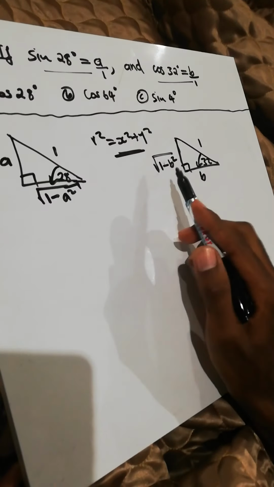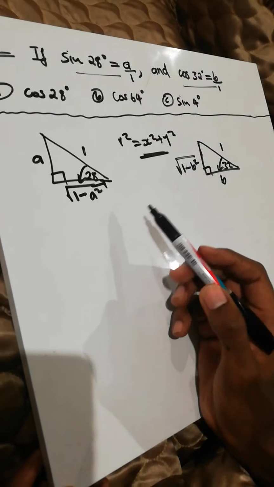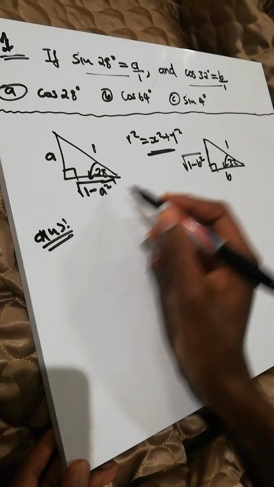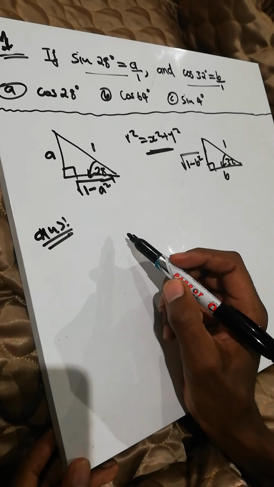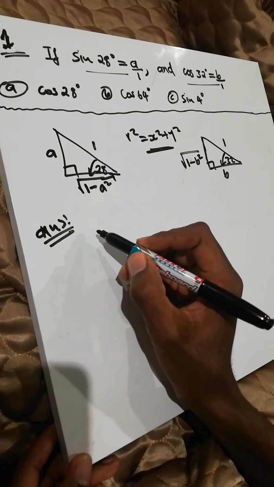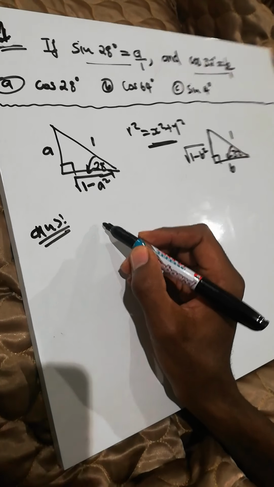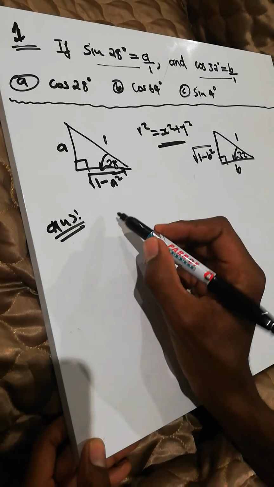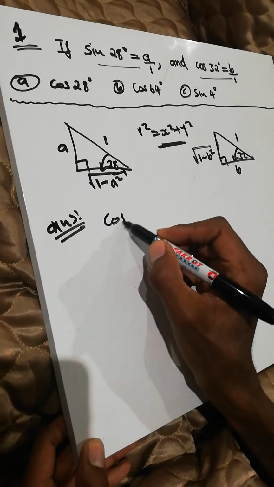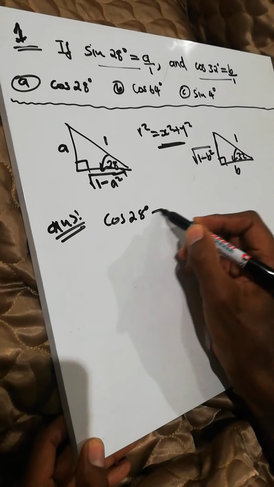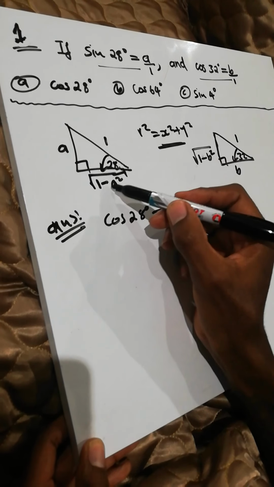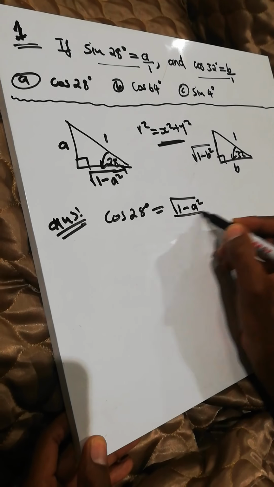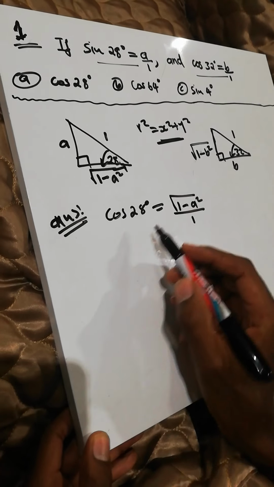Now that we have the two diagrams, then we can start solving the problems in terms of A and B. So the first one, now we are dealing with the answers. You have your diagrams to assist you in solving the problems. So the first one is cos of 28. We go to the diagram that has 28 as a degree. Cos of 28 degrees is adjacent over hypotenuse, therefore it is the same as root of 1 minus a squared all over 1. We are done with this one.